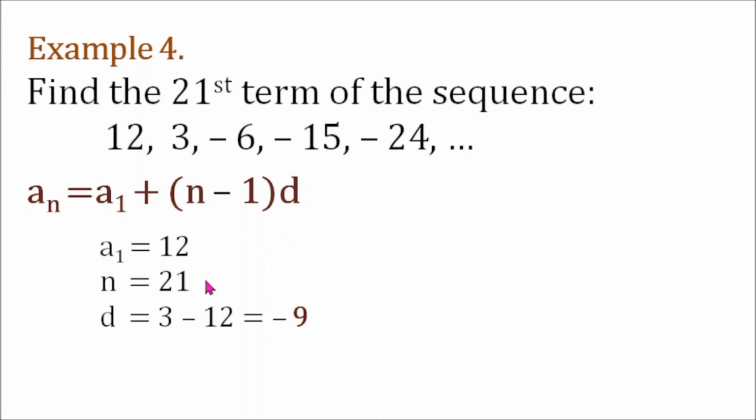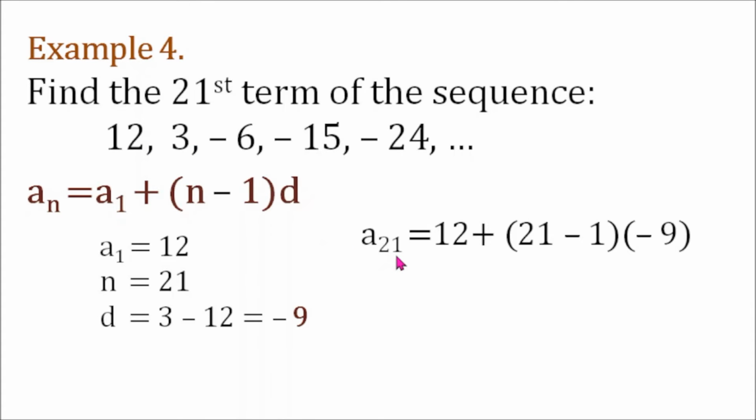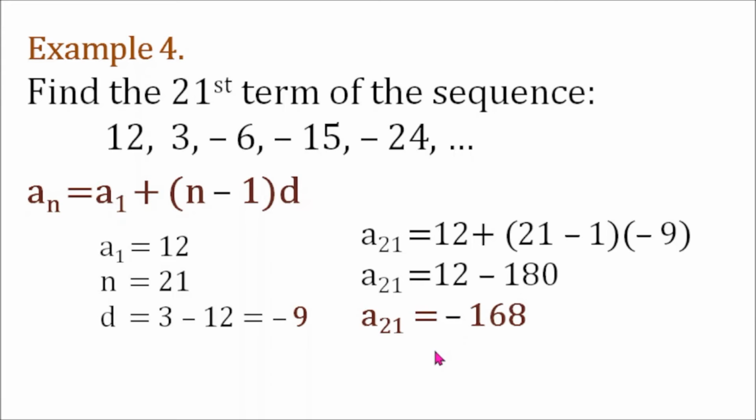Now, substituting these values into our equation, we have a sub 21 equals 12, our a sub 1, plus 21 minus 1, that's n minus 1, times the common difference, which is -9, so times -9. So 21 minus 1 is 20, times -9 is -180, so that's 12 minus 180. That gives us the 21st term is -168.